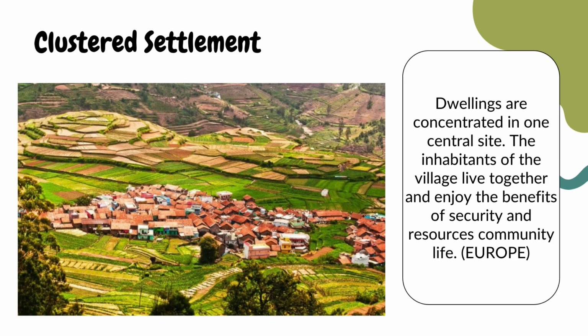So first up is called clustered settlements. So clustered settlements mean that the houses and buildings are all grouped together. So think of it like a small town center. Why a cluster? Safety, access to services, and social interaction. You see this a lot in Europe, even in small towns in Florida's interior, places where community life is very tight knit.